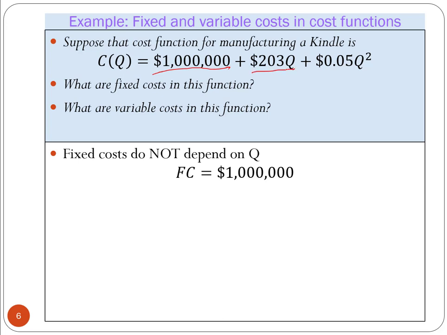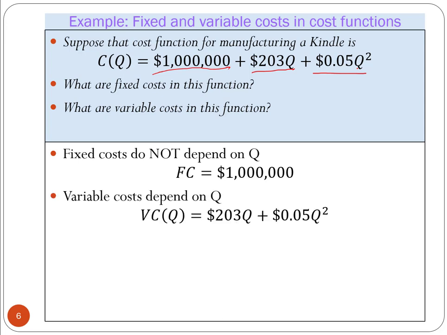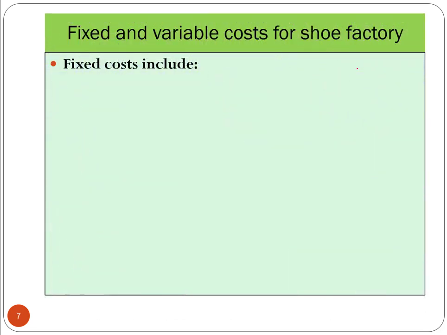This part obviously does depend upon Q. It's $203 for each Kindle you produce. But finally, we have this second part here, which is 0.5 Q squared. That also depends upon Q, so those aren't fixed costs. So the last two parts, the 203Q plus the 0.5 Q squared, both of those are going to be variable costs in this function.